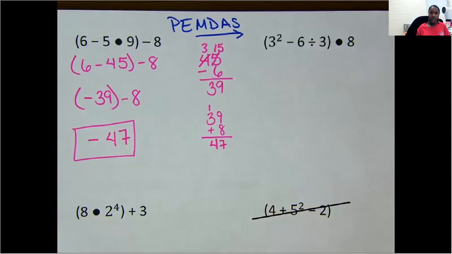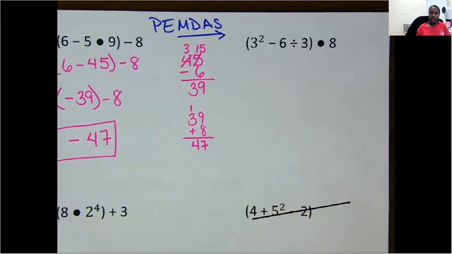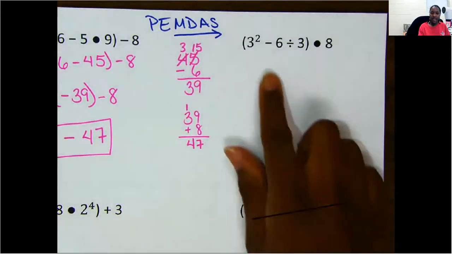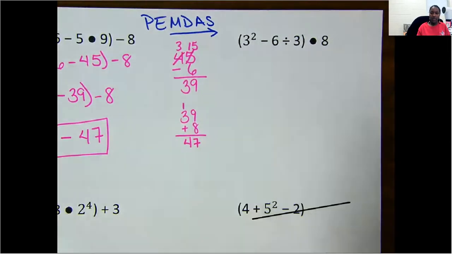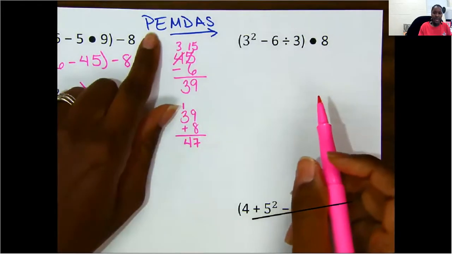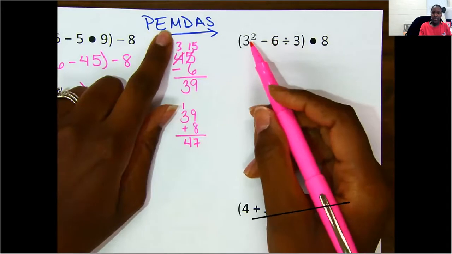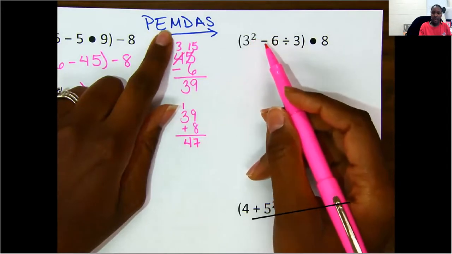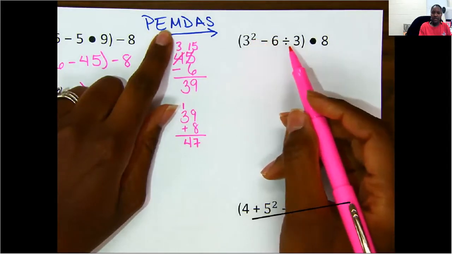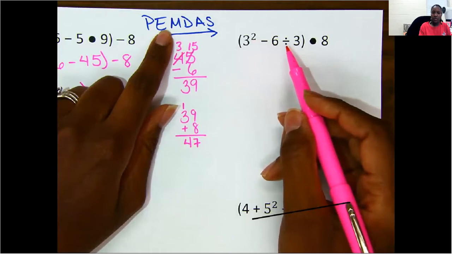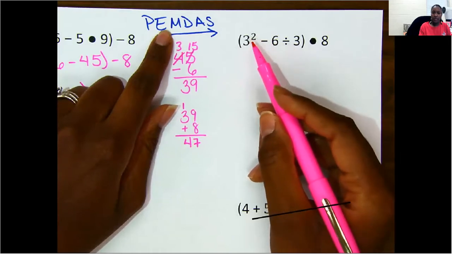All right, ladies and gentlemen, let's look at this next one. Hey, hey, hey, I have an exponent here. All right. So if I'm following my PEMDAS, I need to start with the parentheses first. Inside of my parentheses, I have an exponent, I have a subtraction symbol, and I have a division symbol. According to the order, I need to start with my exponent.